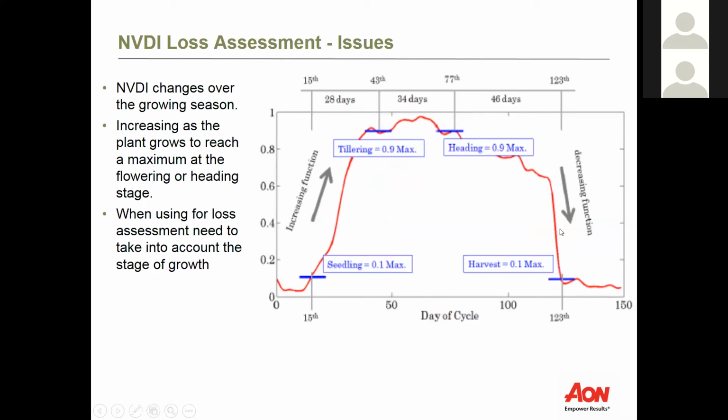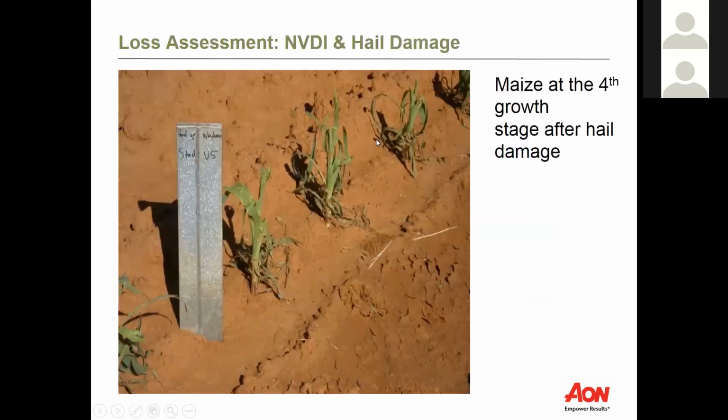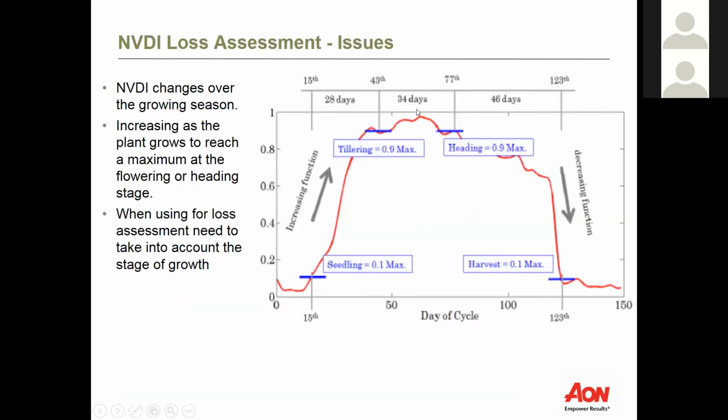But then again, as it stops growing and it's ripening in the field and ready to harvest, this goes down again. So if you've got an NDVI of say 0.40 and you think, oh, that might be damaged, if it's been growing for a while and it's in its tillering and heading stage, then yes, it is probably damaged. But if it's right before harvest or just after seeding, then maybe it's not damaged. So it's very important to know at what stage of growth it is when you're doing the loss assessment.